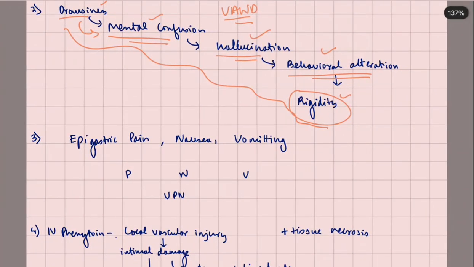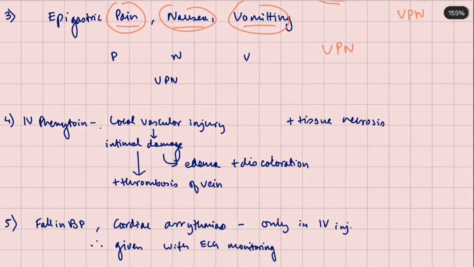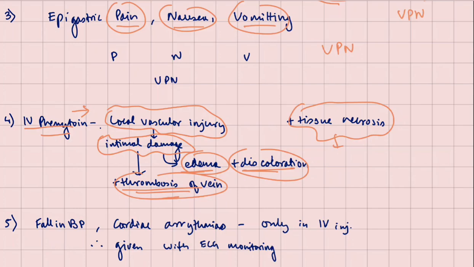Then we have the adverse effects that we see for almost every drug: epigastric pain, nausea, vomiting. I like to remember them as VPN. So far we have VAND, we have VPN, and next we'll see the adverse effects of IV phenytoin. When we give IV phenytoin, it causes local vascular injury, and because of that there's intimal damage in the blood vessel, and there's thrombosis of vein, edema, and discoloration in the area where the IV phenytoin was administered. Plus there is tissue necrosis when there is extravasation of phenytoin that was administered.